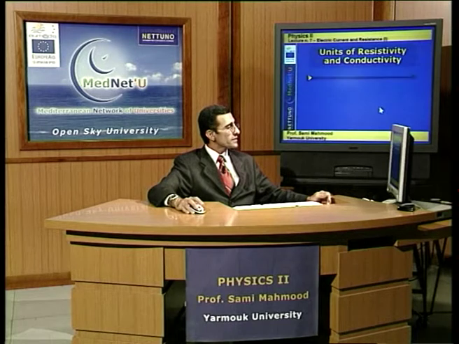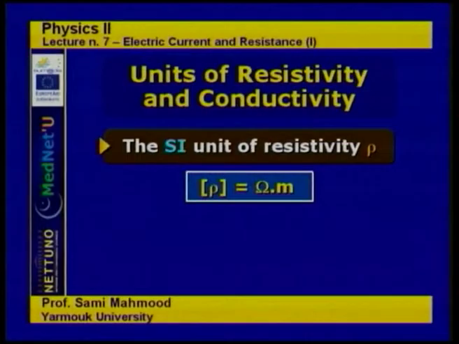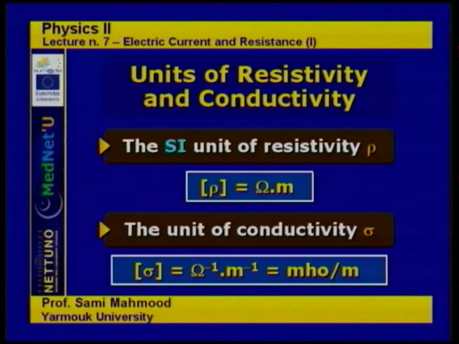And the SI units of resistivity are ohm times meter, by the definition of the resistivity. And the units of conductivity, sigma, are 1 over that quantity, which is 1 over ohm, 1 over meter, or ohm to the -1, meter to the -1. Ohm to the -1 is sometimes called mho, the reverse of ohm per meter.